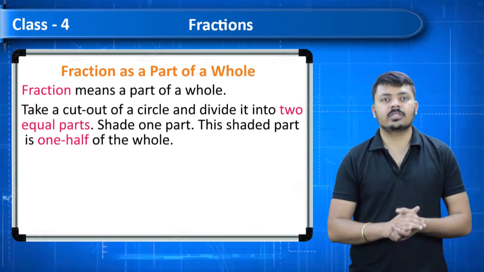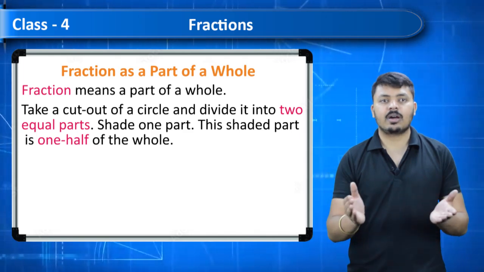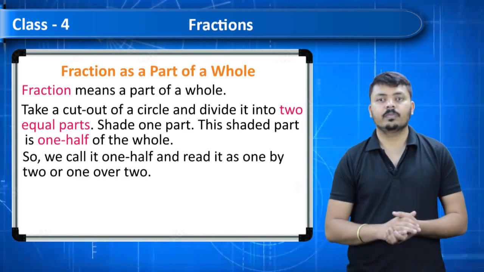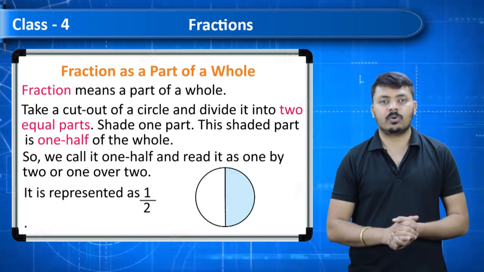Take a cutout of a circle and divide it into two equal parts. Shade one part. This shaded part is one half of the whole. So we call it half and read it as 1 by 2 or even 1 over 2. It is represented as 1 on 2.